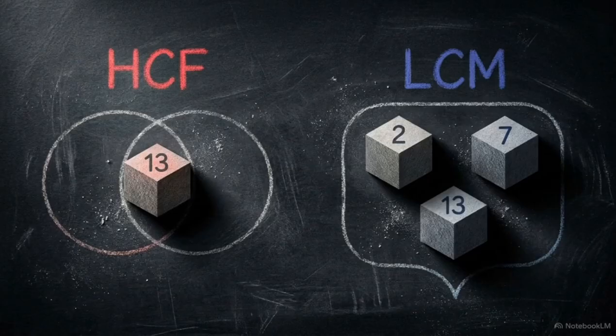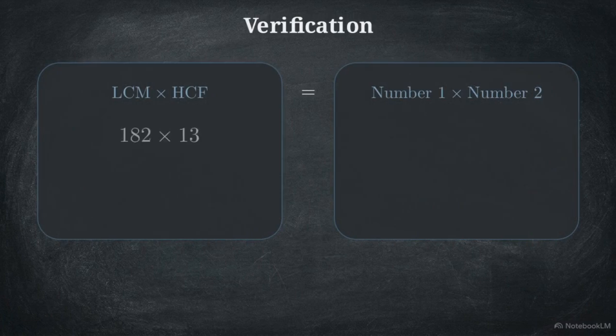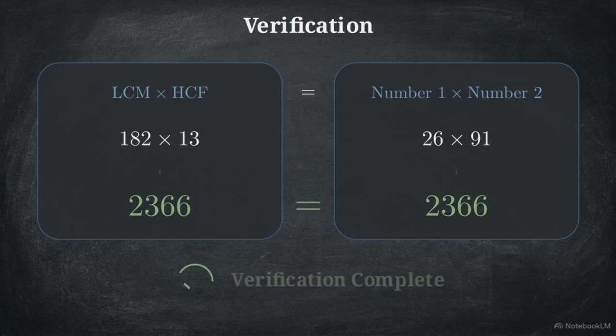Remember the distinction. The HCF focuses only on what is shared, while the LCM must account for every unique factor involved. Now we apply the verification rule to see if our factors are correct. On the left, we multiply our results. 182 times 13 equals 2,366. On the right, we multiply our original numbers. 26 times 91 also equals 2,366. Because these totals match, we have proof that our LCM and HCF are accurate.